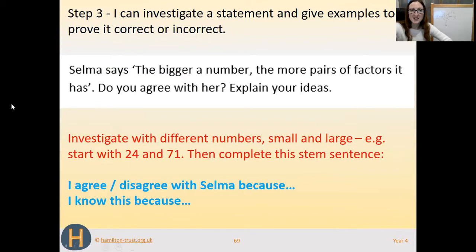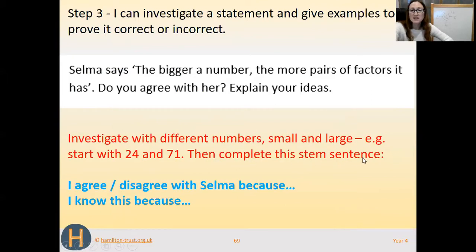What I've suggested here is that you investigate with different numbers, small and large. And if Selma is right, then you should notice that the larger numbers that you choose, let's say 48 or 71, would have more factors than, say, 9 or 12. I've suggested you might like to start with, say, 24 and 71. That might give you a good idea.